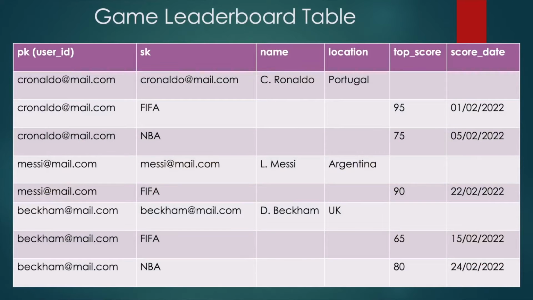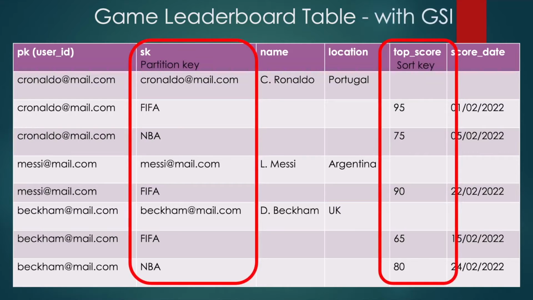Let me show you the table structure here. It has a user ID attribute as the partition key and an SK attribute as the sort key. It has a GSI, the global secondary index, which uses SK as the partition key and the top score as the sort key. And actually I have another video to describe how I designed this schema.